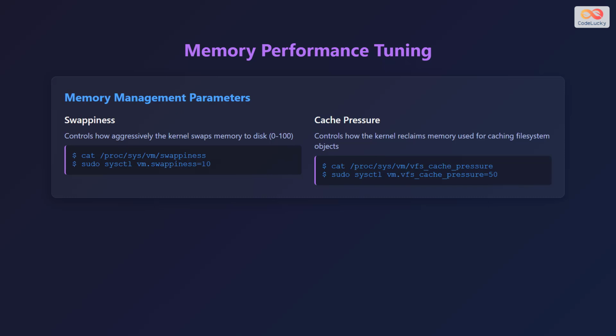To view the current cache pressure value, use cat /proc/sys/vm/vfs_cache_pressure. To change the cache pressure value to 50, use sudo sysctl vm.vfs_cache_pressure=50.